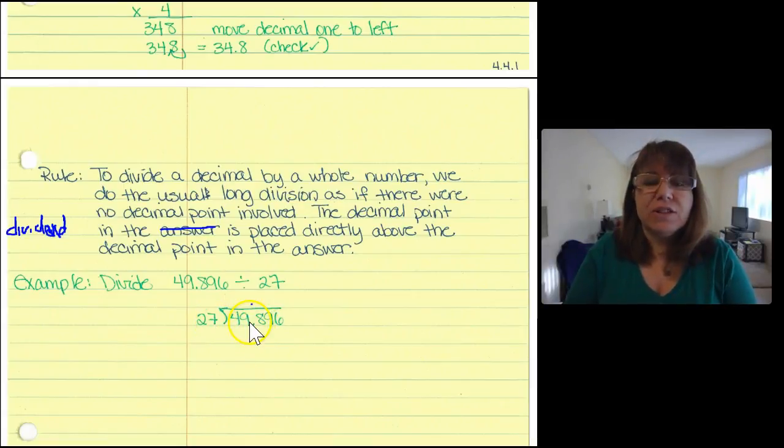27 goes into 49 once. So 27. Subtract. That's going to be, if I can do my math, 22. Bring down the 8.